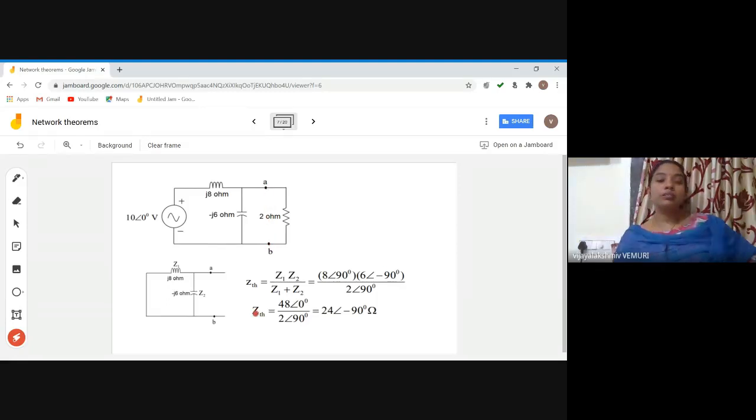Okay, so what is the procedure we follow? To find the Thevenin impedance, first of all, you need to remove the 2 ohms resistor here. After removing, it becomes like this. Then short circuit the voltage source. After short circuiting the voltage source, you just view from this side into the circuit. Whenever I view from this side into the circuit, I see that both are in parallel.